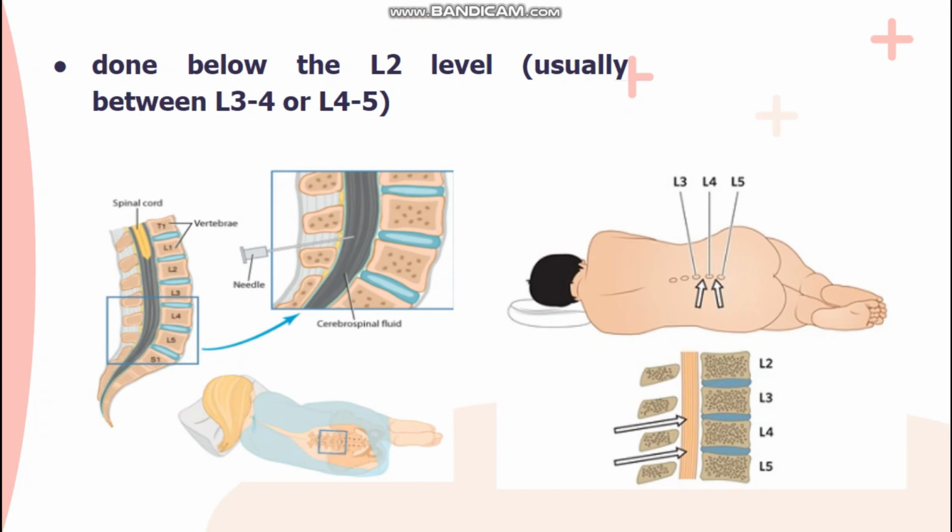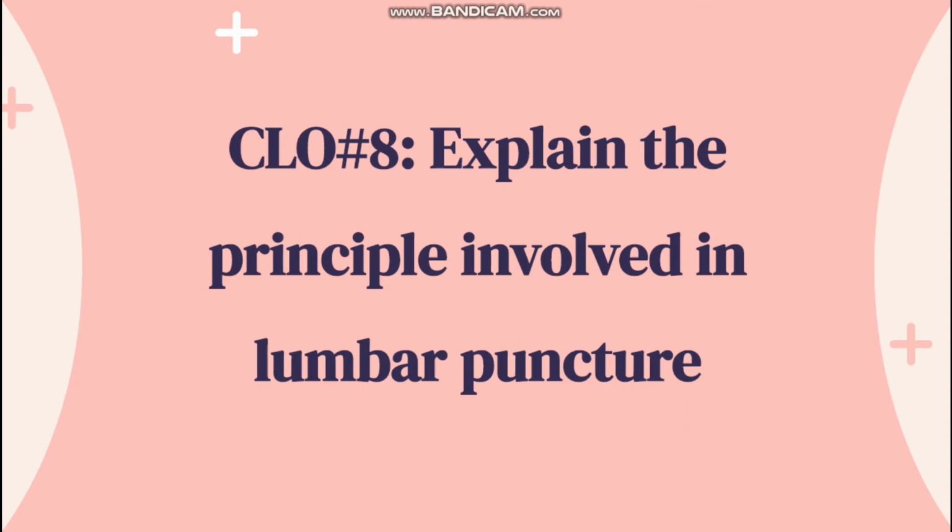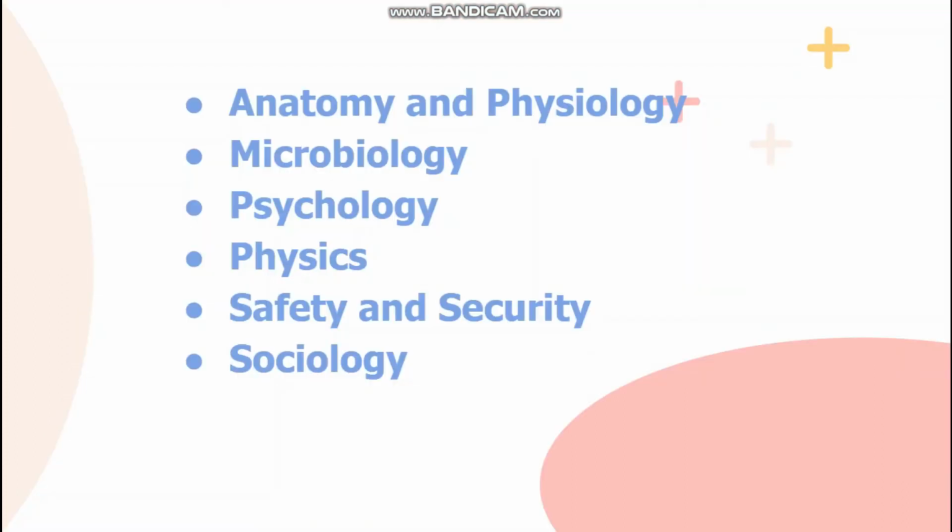A lumbar puncture or spinal tap is the insertion of a needle between the lamina of the vertebrae and into the thecal sac, with the purpose of obtaining cerebrospinal fluid. It is done below the L2 level, usually between L3 and L4 or L4 and L5, in order not to injure the spinal cord. I will also be discussing CLO number 8, principles involved in lumbar puncture. First, anatomy and physiology. In performing lumbar puncture, the nurse must know the site of where to make a puncture. Failure to do so can lead to unnecessary complications.